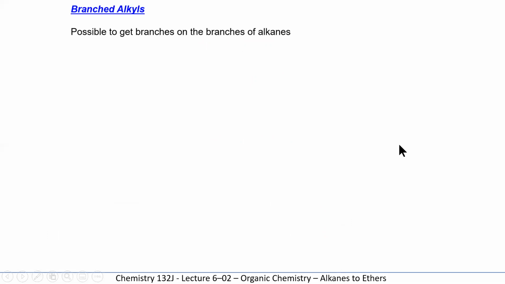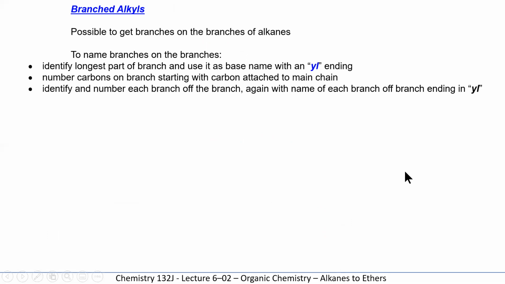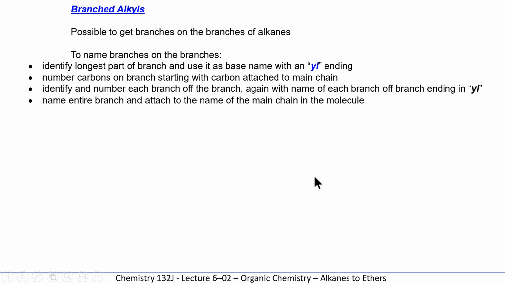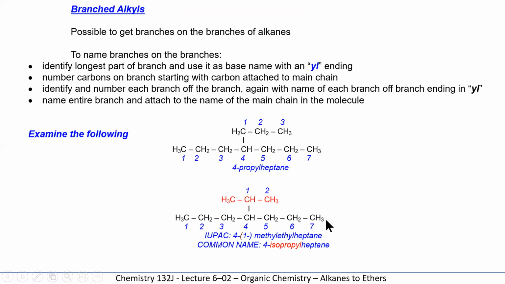Now we can actually branch those side chains. And when we branch the side chains again, we're going to use yls on those branching side chains. Propyl is 3, butyl is 4. So when we look at this example here, we can see on the fourth carbon, there's a propyl heptane. And the old name for this used to be isopropyl, meaning that it was joined in the middle of the chain. But the rule we're going to teach you is to simply name the side chain.